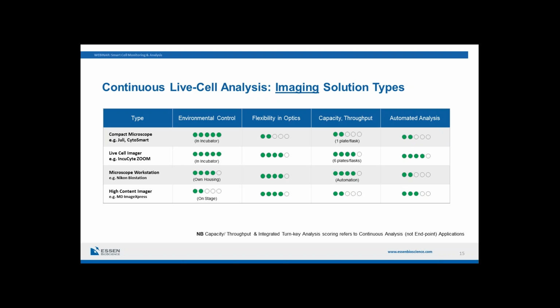Okay, so just before we go on to the 3rd section of the webinar, we have another question that we'd like you to think about for a moment. The question is on your screen: are you currently performing any continuous or real-time live cell analyses in your research? Just give you a few moments to think about that.